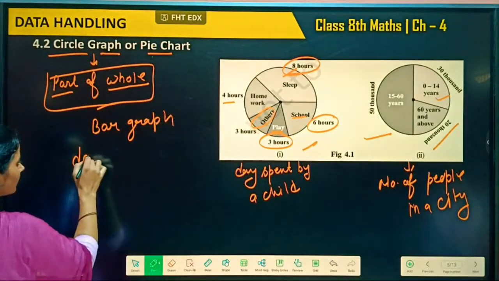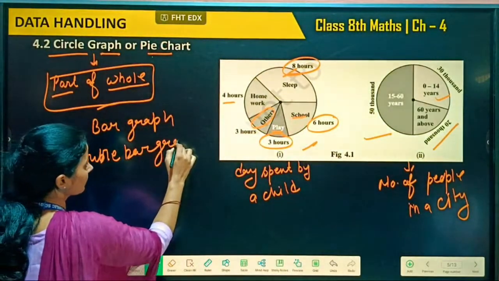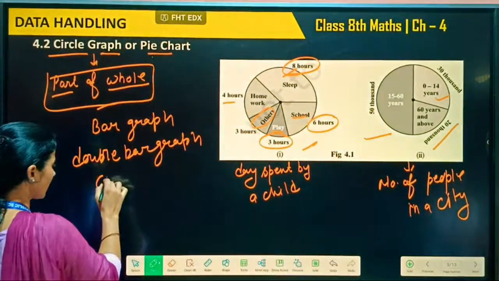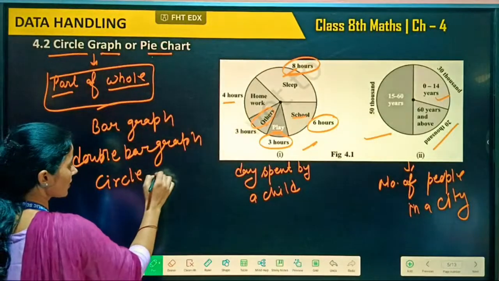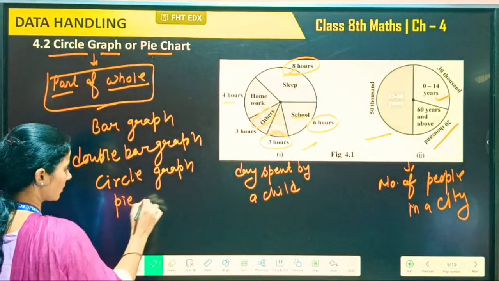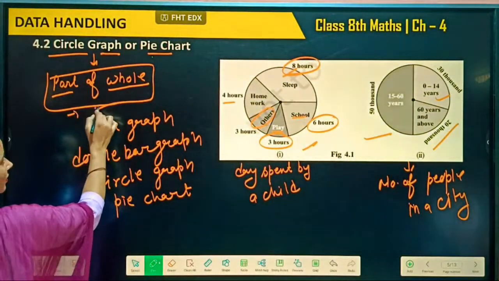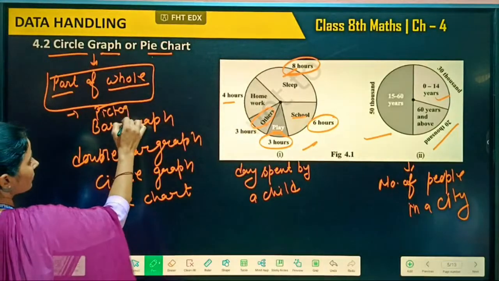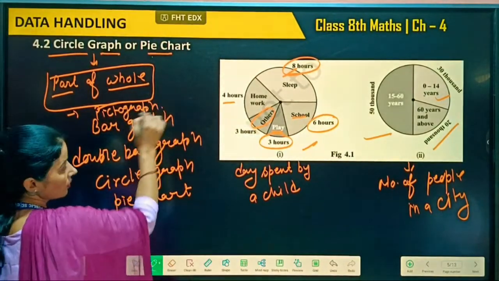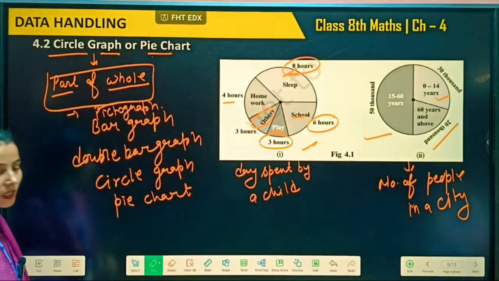bar graph, double bar graph, and this circle graph or pie chart. And one more, first was the pictograph, in which we represent information in the form of pictures.